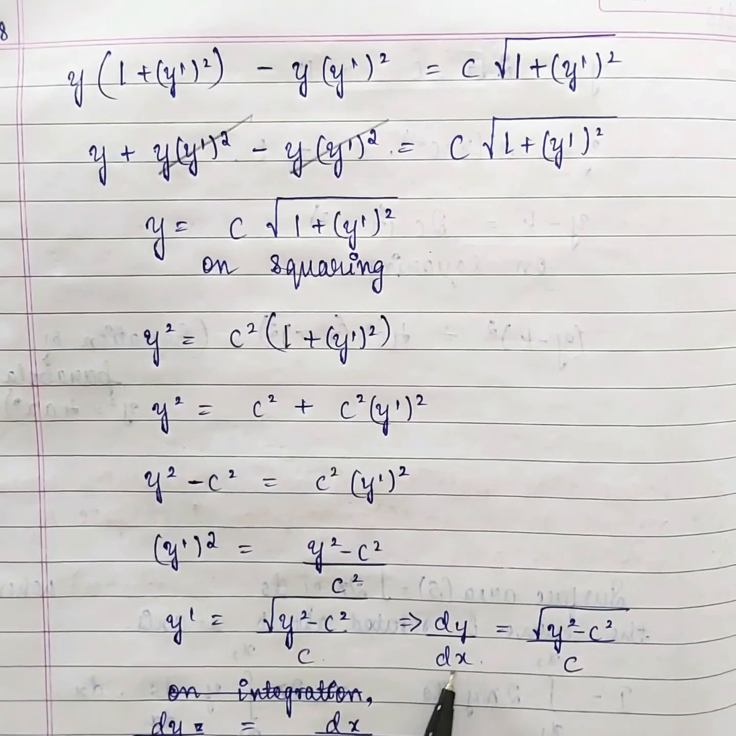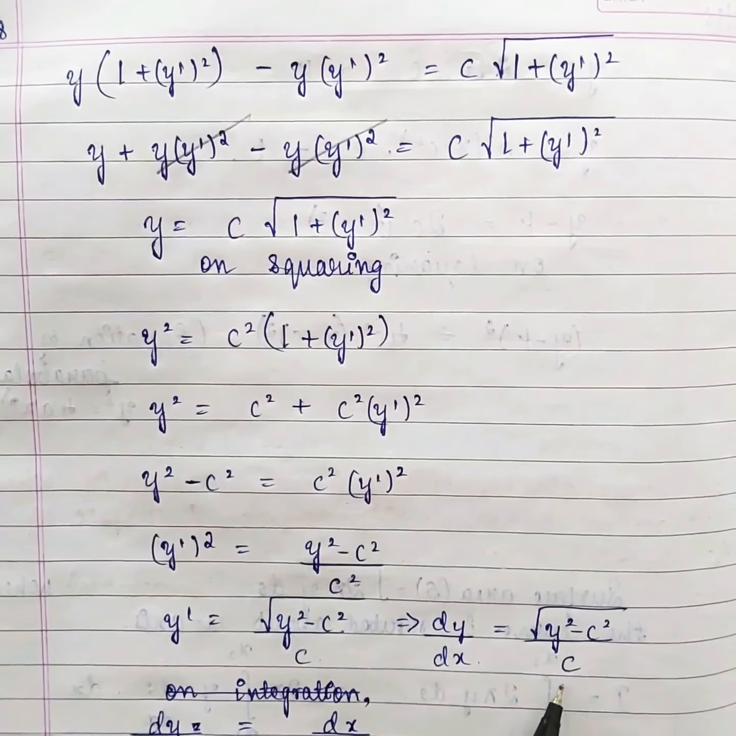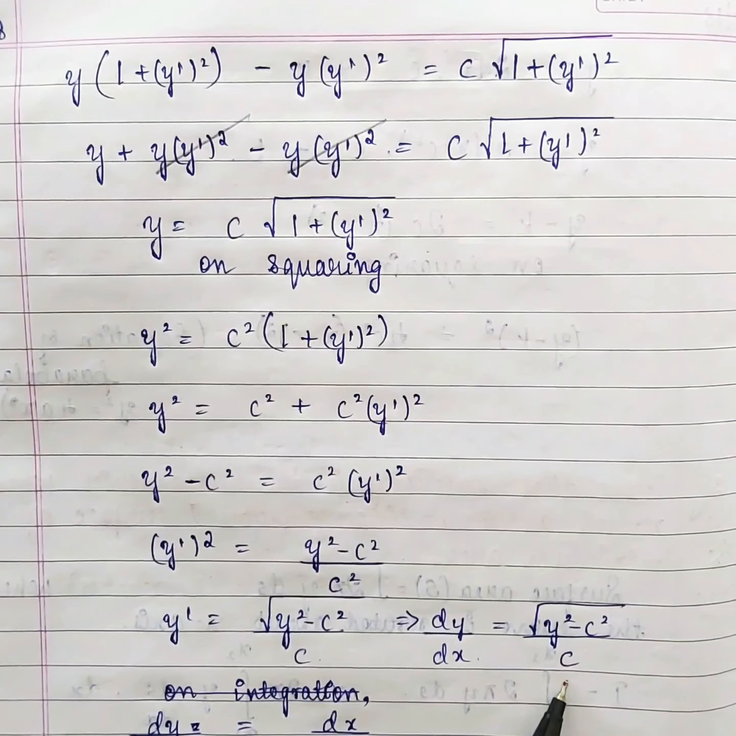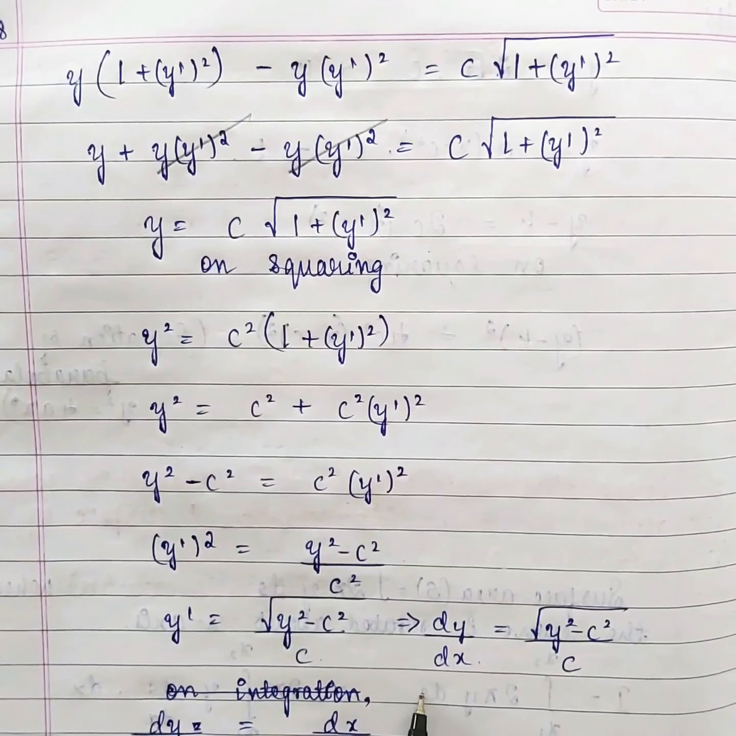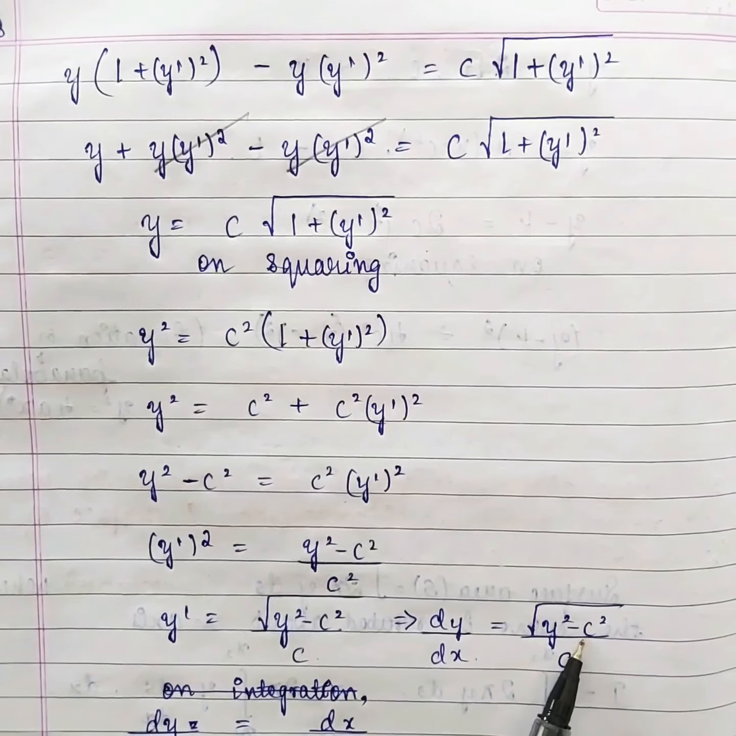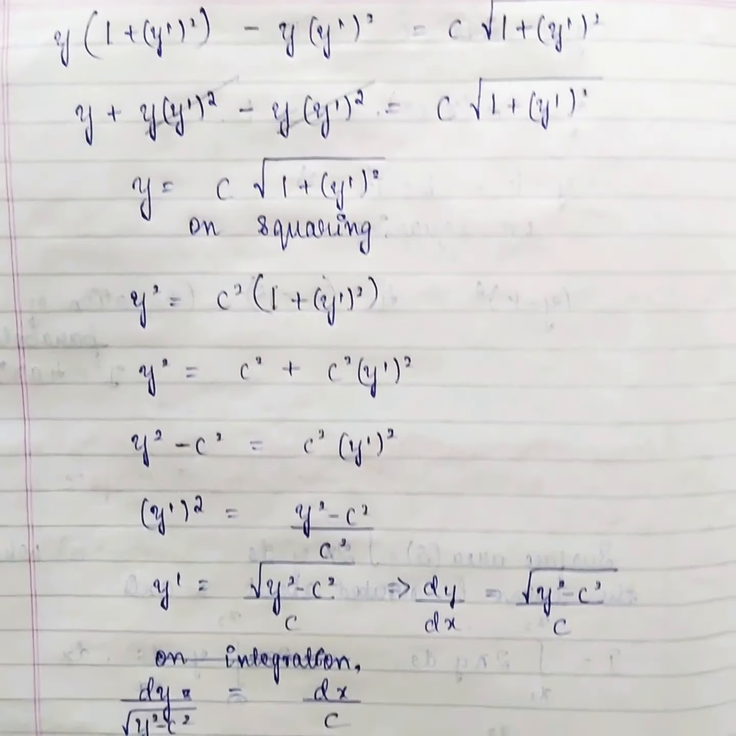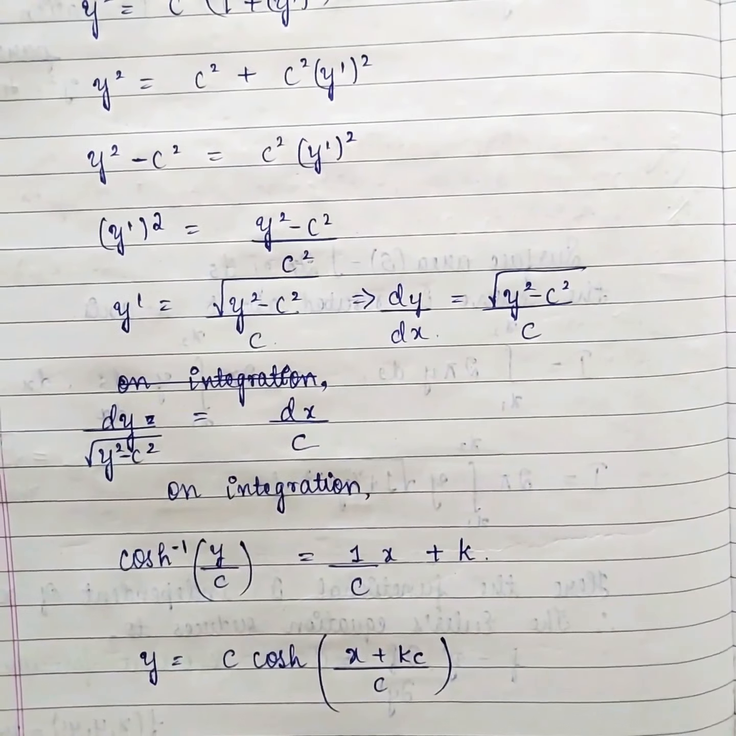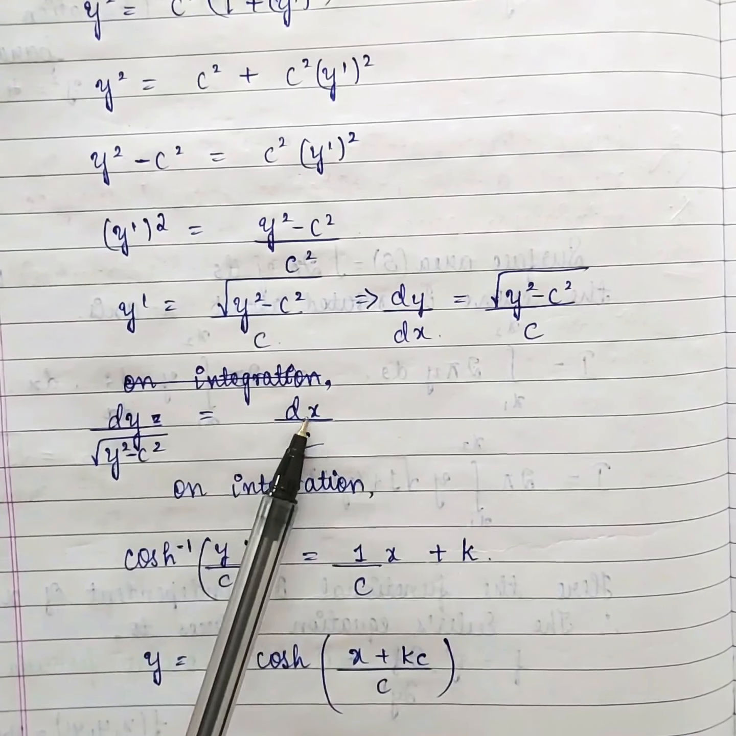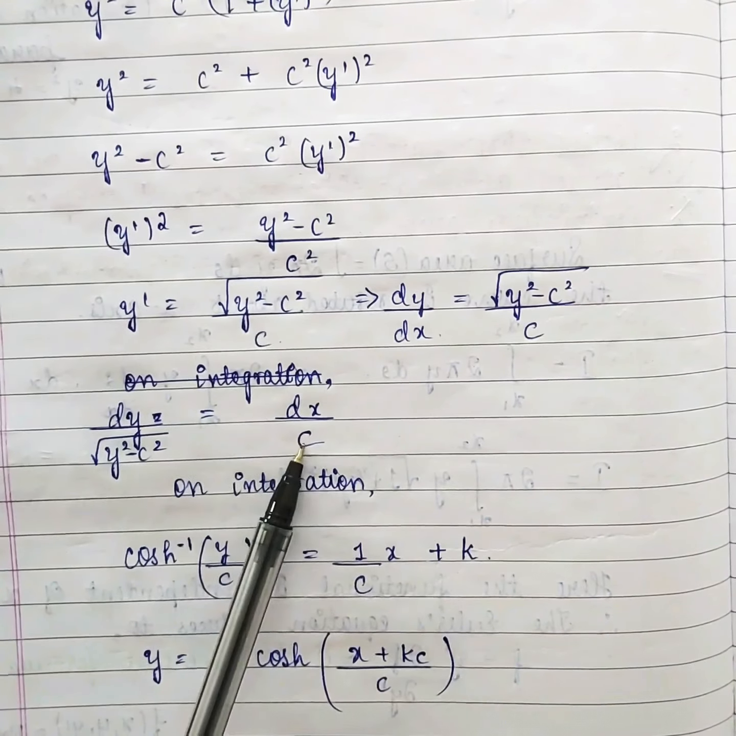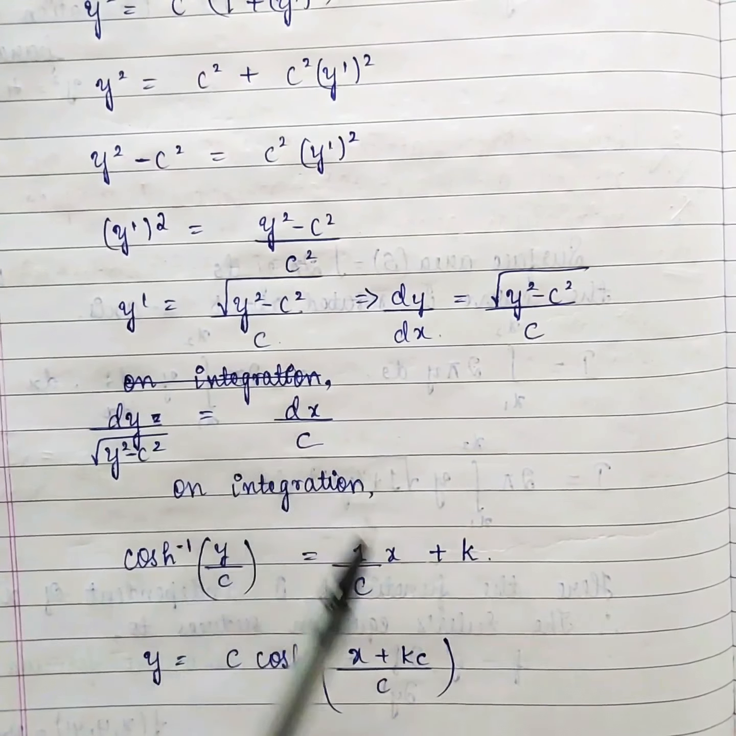So dy by dx is equal to root of y square minus c square by c. Now we are going to integrate. While integrating, we will push all the y terms together to one side and x terms to the other side. So we get dy by root of y square minus c square is equal to dx by c. So here if I integrate, I will get only x.